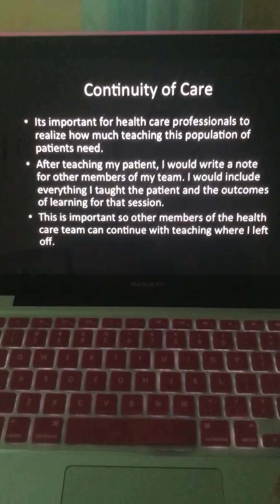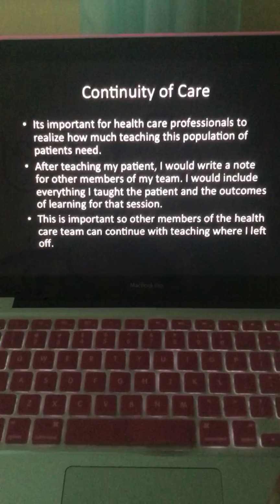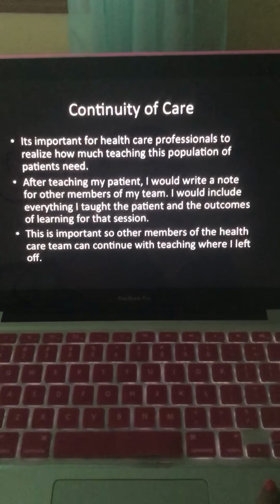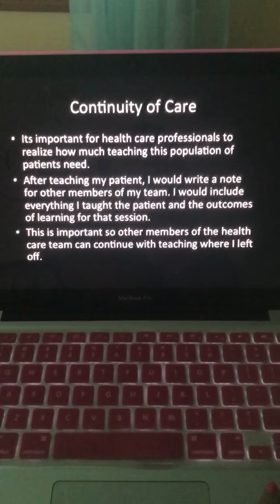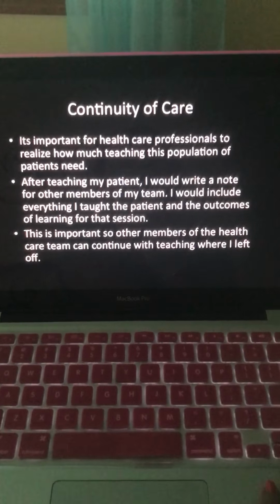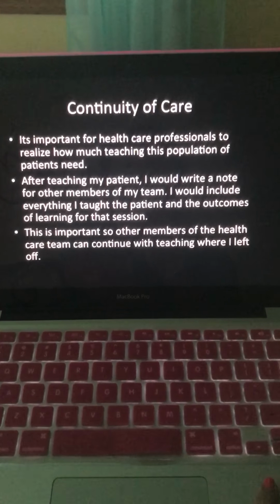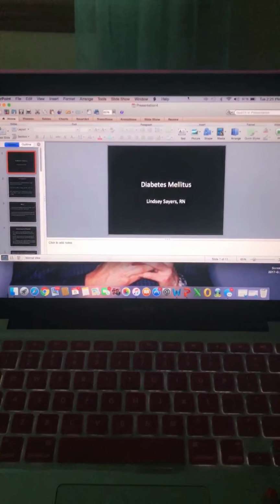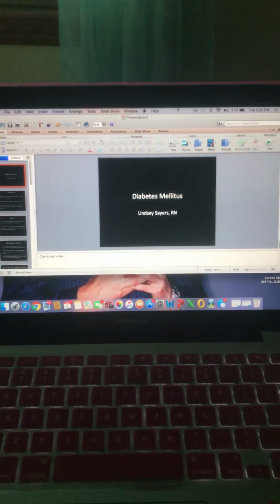For continuity of care, I think it's important for healthcare professionals to realize how much teaching this population of patients need. After teaching my patient, I would write a note for other members of my team. I would include everything that I taught the patient and the outcomes of learning for that session. This is important so other members of the team can continue with the teaching where I left off. And that is my PowerPoint.